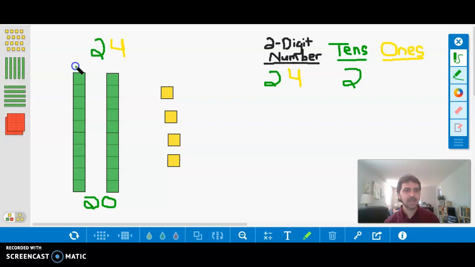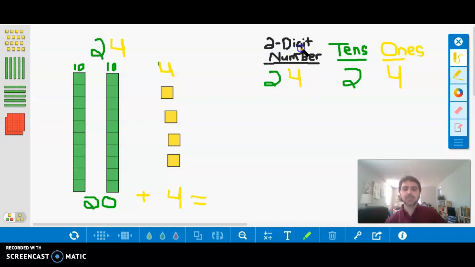We have 10 in this bag, and we have 10 in this bag or package, whatever you want to call it. And then over here, we have 4 left over, so we have 4 ones. So 20 plus 4 gives us 24. Okay, so let's see, so far is our pattern working?